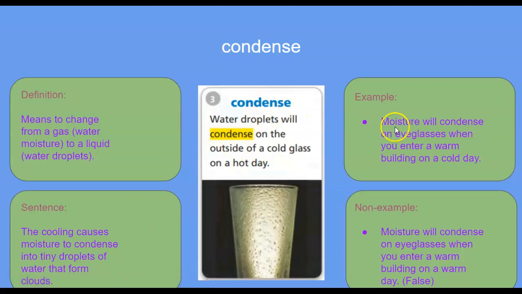Okay, so here's an example. It says, moisture will condense on eyeglasses when you enter a warm building on a cold day. So say I was outside and it's really cold and I was wearing my sunglasses because even though it was cold, there was still a little bit of sun. And then I walk in the building and all of a sudden my glasses fog up. Well, that is it condensing.